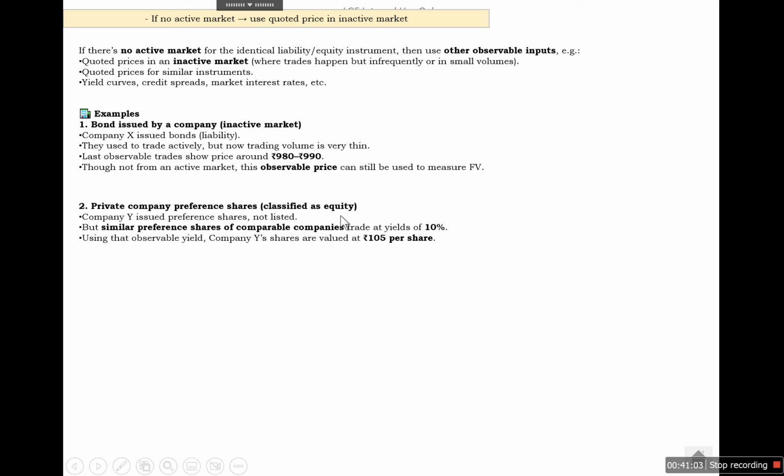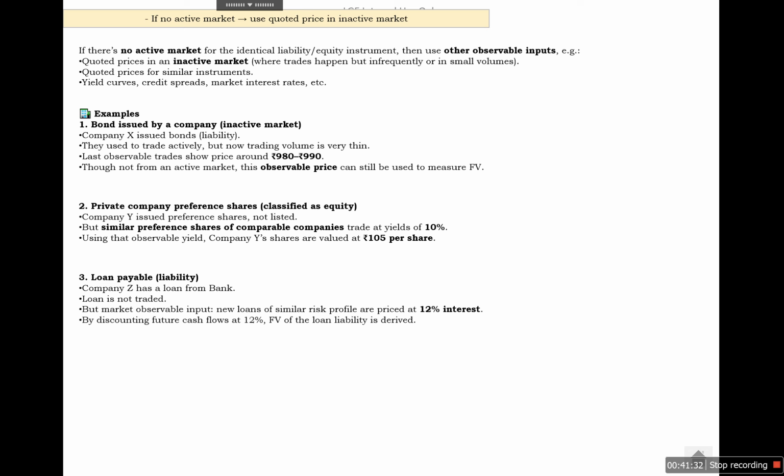Next example is private company preference shares. Those are classified as equity and these are not listed, but similar preference shares of comparable companies are having a yield of 10%. So the fair value, if we calculate it, will be 105. So here there is no active market, but we need to look at the inactive market. We need to look at the comparable companies and need to adjust the value according to the traits of the asset or liability that we are having.